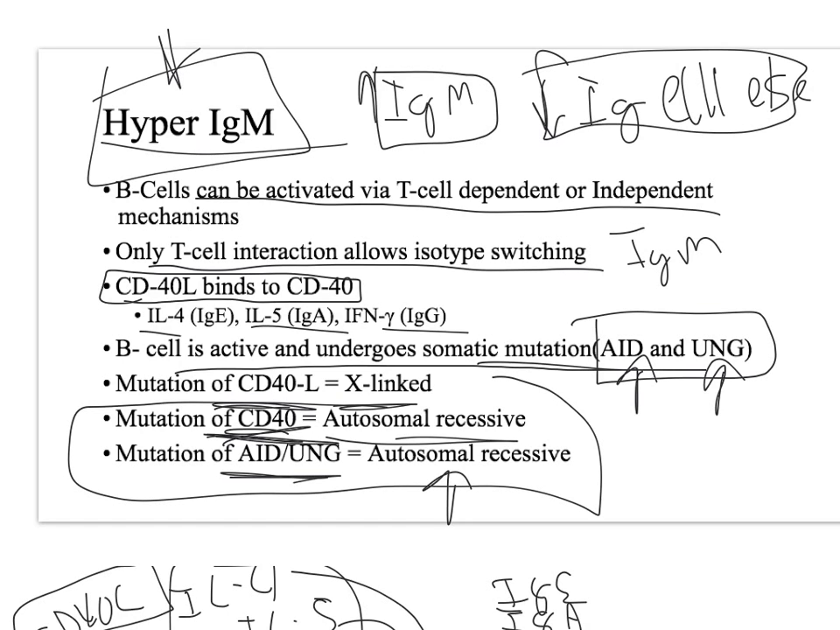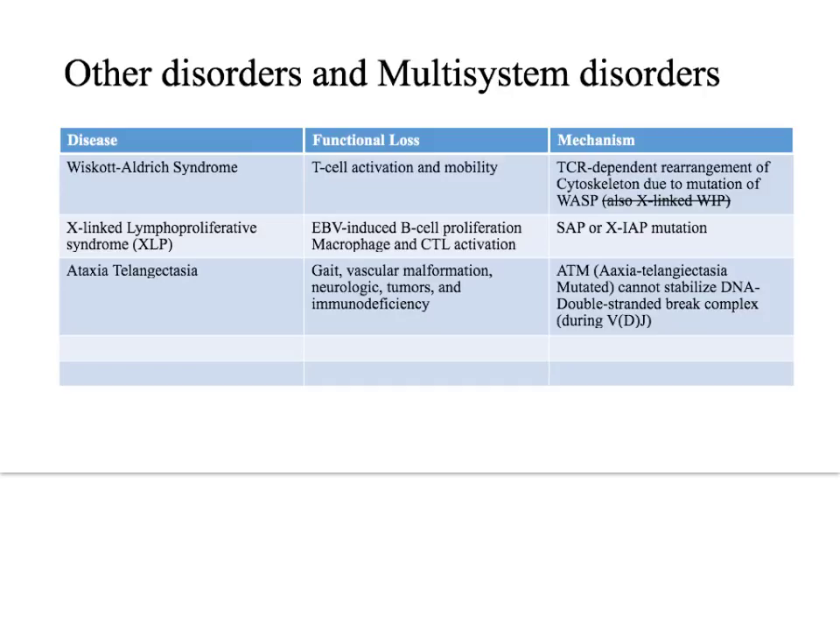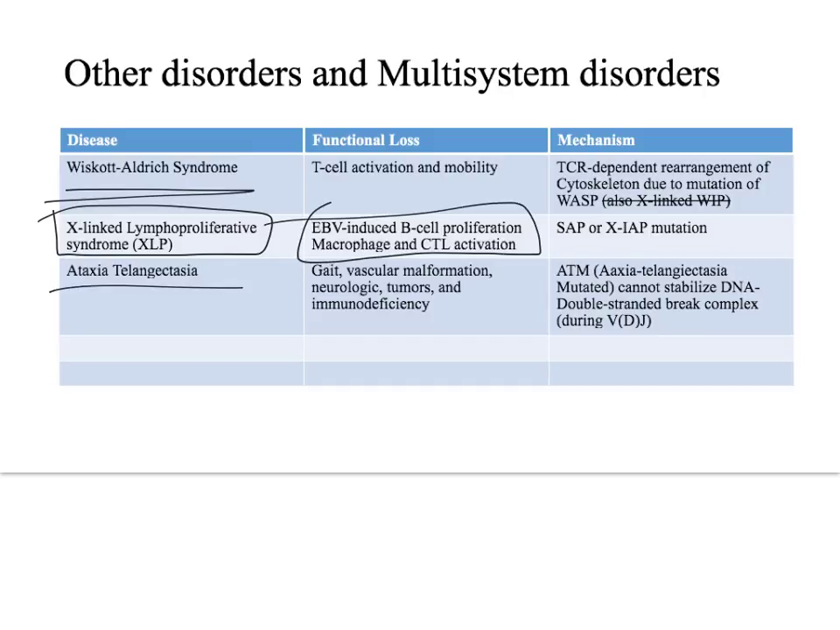So two autosomal recessives. CD40 is probably more common than this. CD40 ligand is the most common of the 3. Now we only have a few things left. The next ones are Wiskott-Aldrich, X-linked lymphoproliferative syndrome, which, remember the question from the beginning, we'll get to that. And then ataxia telangiectasia.